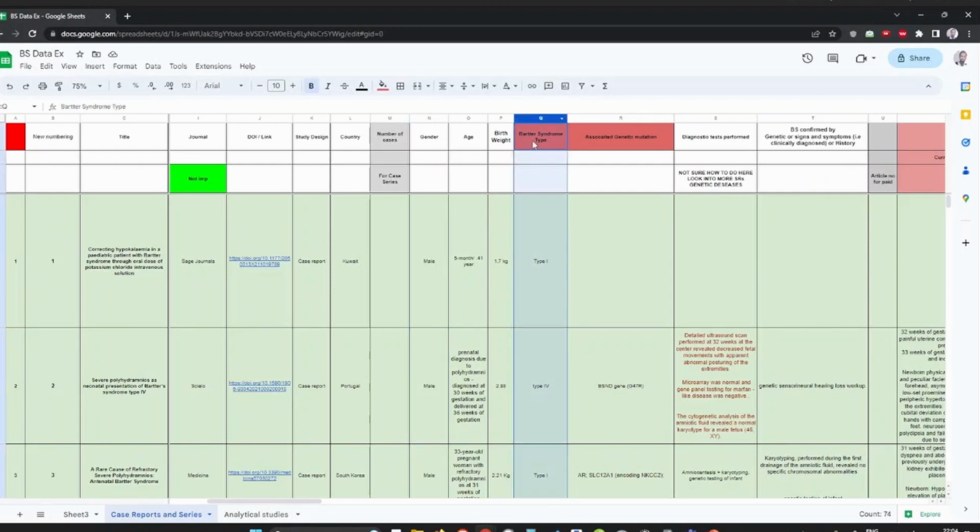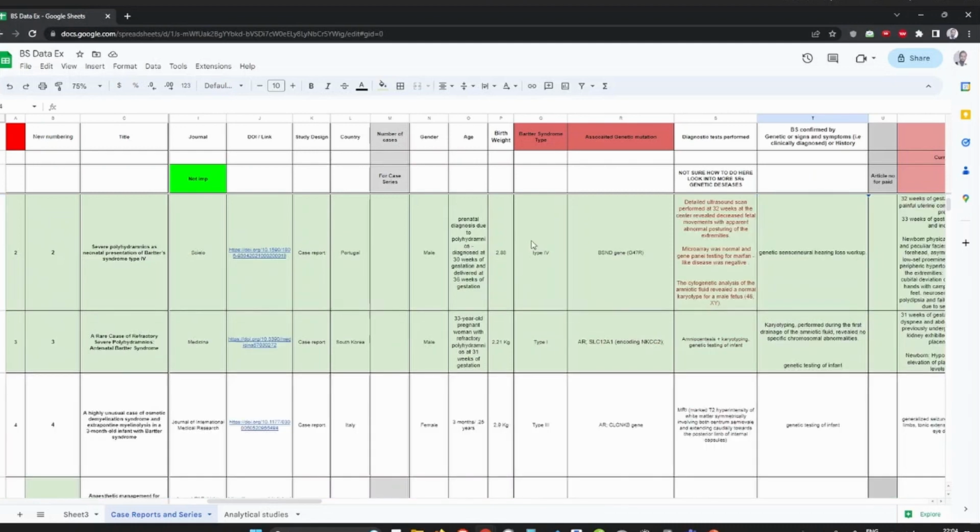Obviously, not every paper will give us everything. For example, the genetic mutation part was not given in this particular paper. The diagnostic test performed was not given in this particular paper. Whether the disease was confirmed through a clinical diagnosis or through genetic-based testing was also not given. So whatever information you have, you summarize there.